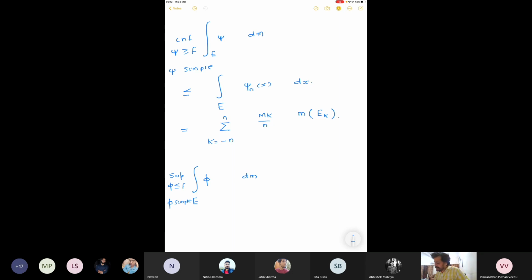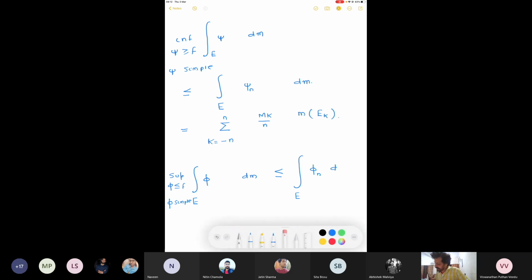Okay, and this will be greater than or equal to the integral over E of φ_n dm. Sir, equal? Yes, yes, I was concentrating on this. Yeah, just for uniformity. But even if I write dx, you should understand from the context whether I mean the Riemann integral or the Lebesgue integral.